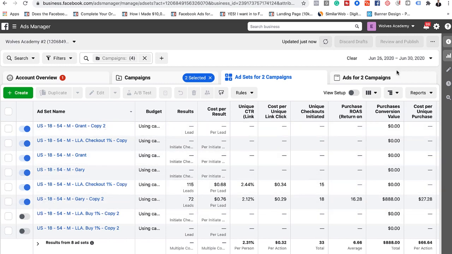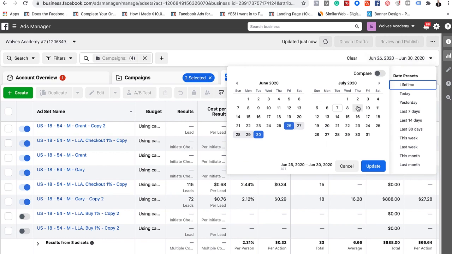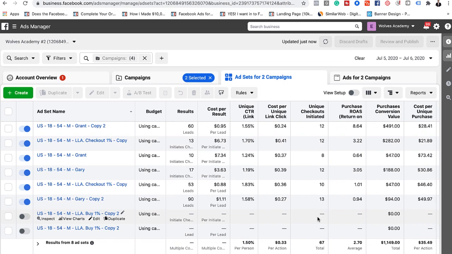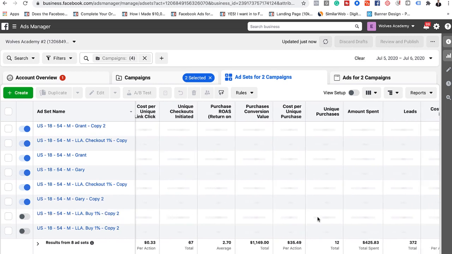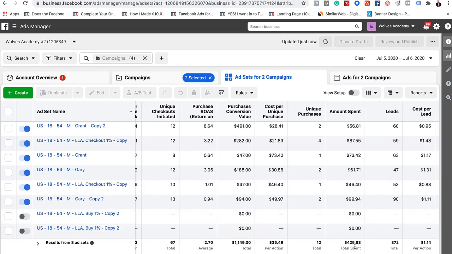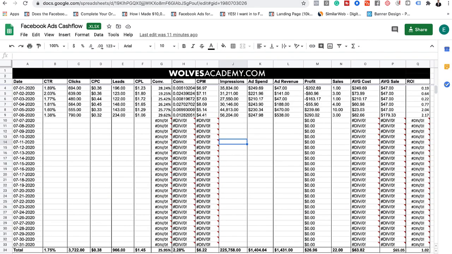So literally by me optimizing the audience over the last 2 days, if I look at the last 2 days, I'm finally in profit. So if we look at how much I spent, $425.83, and I made $1,149. So I recouped my investment to where this month, for this specific campaign, I was actually at a loss 4 days in, but I actually recouped it and got into a break-even campaign.